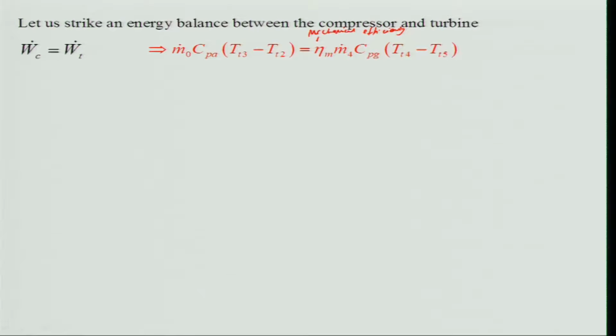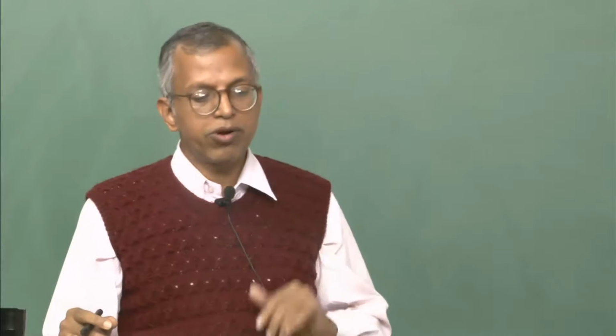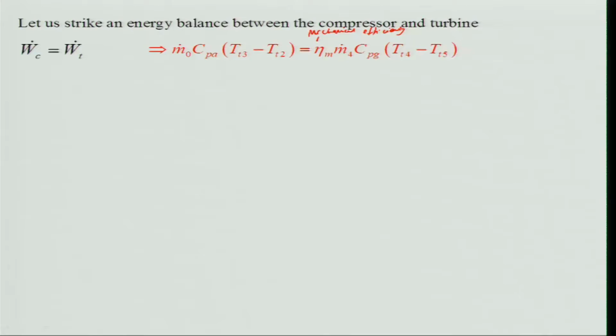What is this mechanical efficiency? Basically, this is because the work is transferred from the turbine to the compressor through a shaft. So, all the work cannot be transferred; what reaches the compressor will be less than what is being transferred. That is because of shaft friction and other things, therefore it will always be less than 1. So, we are using this again.